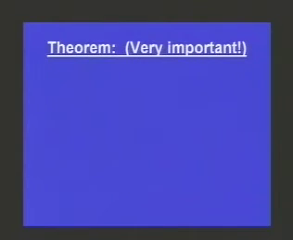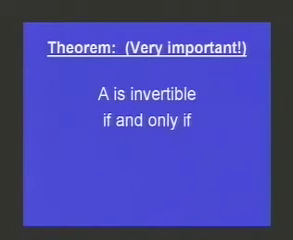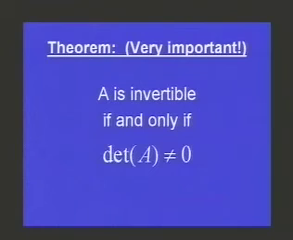Okay, another theorem in this section. Like I said, they're giving you a lot of properties, theorems about inverses and determinants. This theorem is extremely important. The theorem says A is invertible if and only if the determinant of A is not 0.